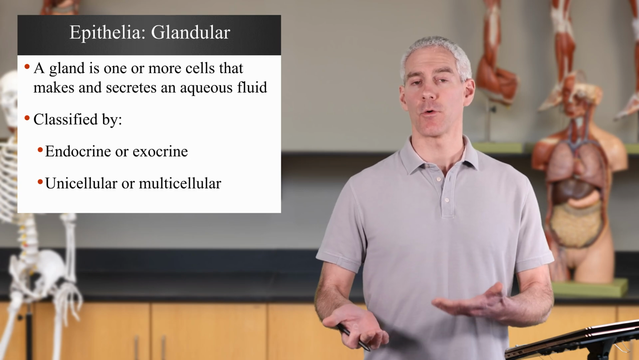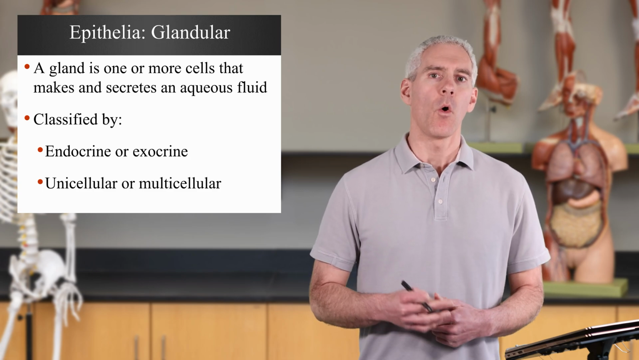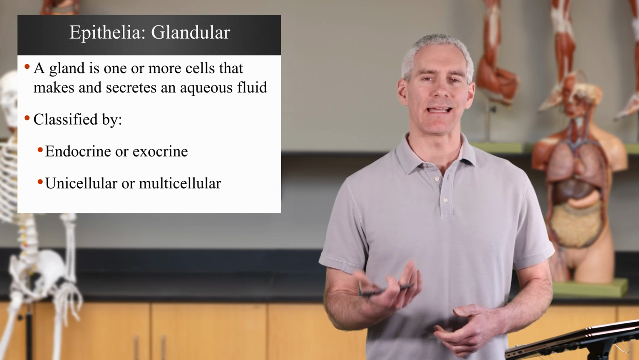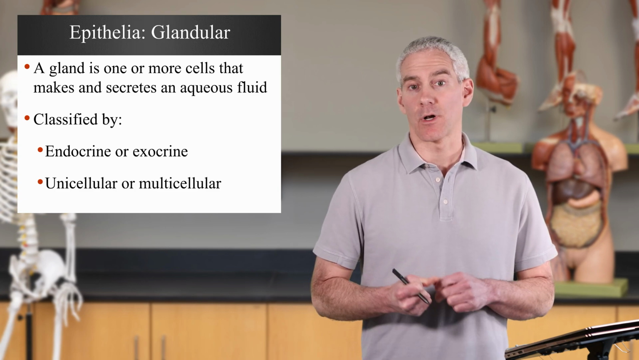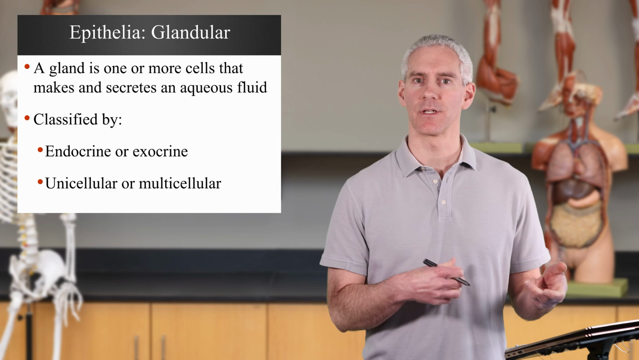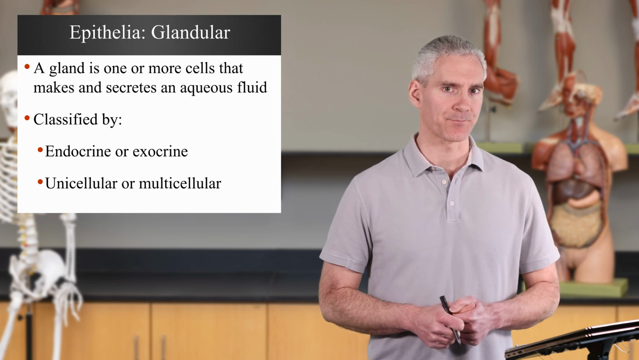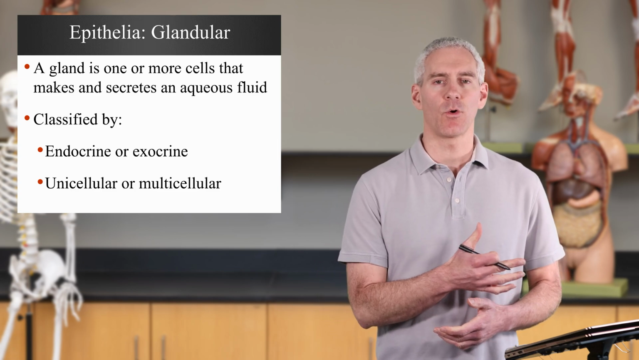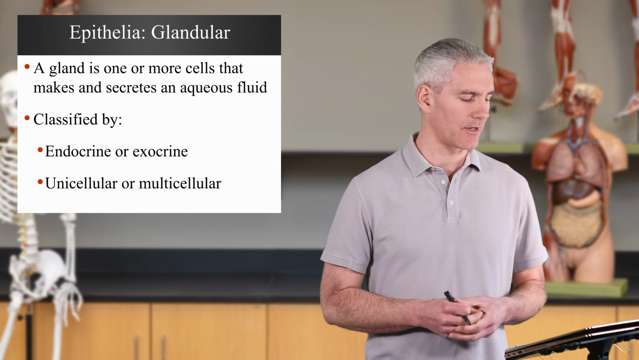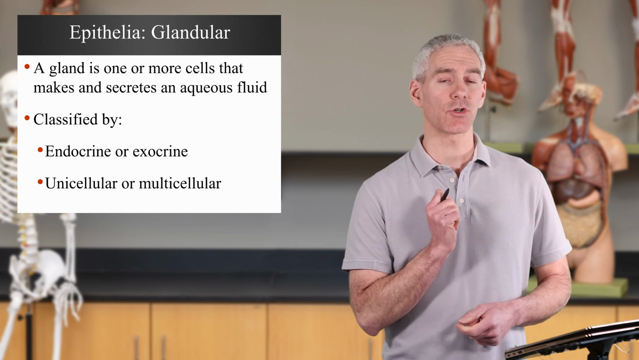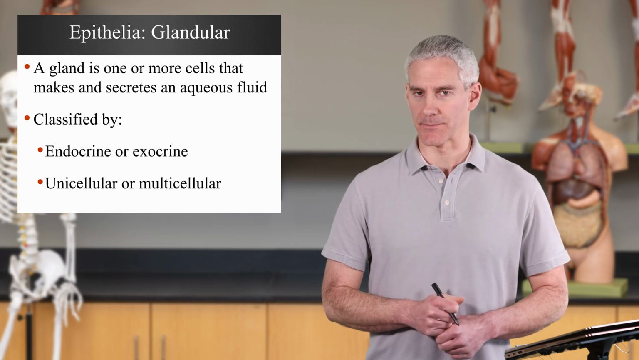Continuing on further with more epithelium. What we're looking into now is more of the glandular epithelium. So we already went through the individual tissues. Now let's talk about the glands. Basically, a gland is going to be any grouping of cells together that makes and secretes an aqueous fluid.